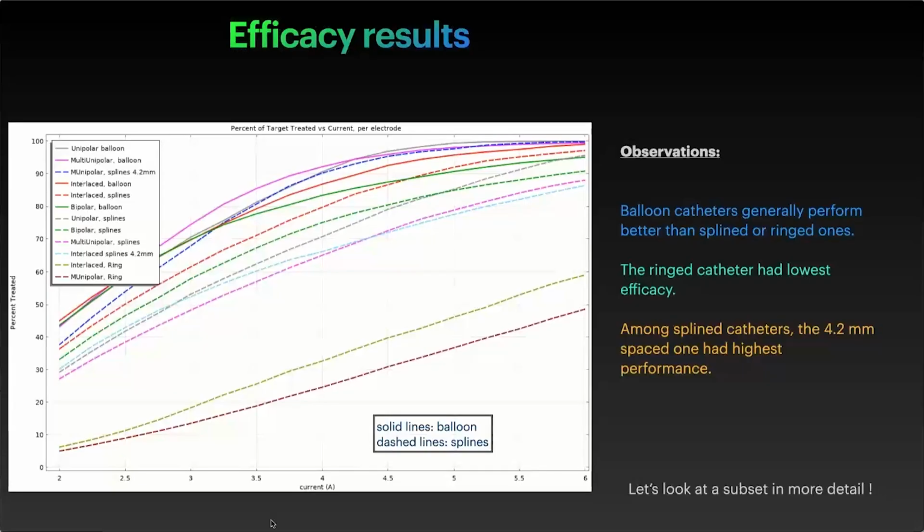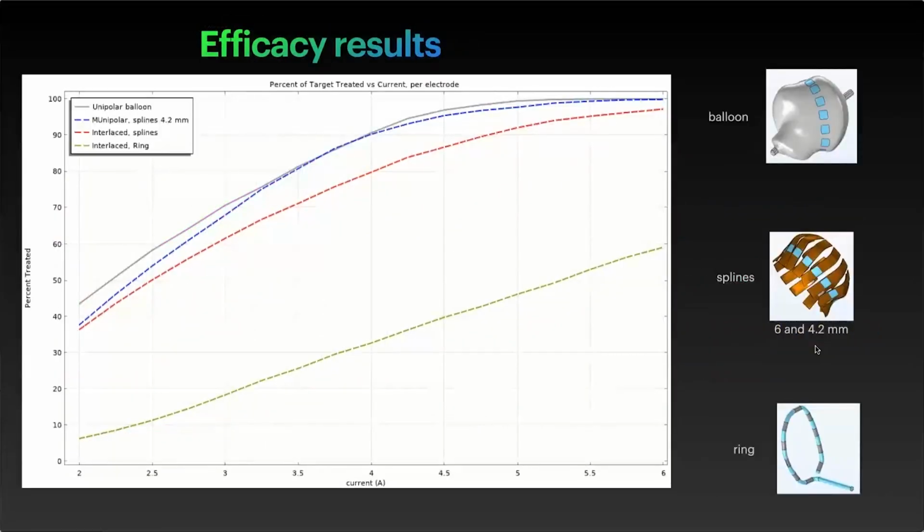So generally, we can see that balloon catheters perform better than splined or ringed ones. The interesting observation here is that the ringed catheter had the lowest efficacy. You really have to go very high in current before you are going to get to 90% or 100% transmural lesion. Among the splined catheters, those without a balloon, the one that was tighter with 4.2 millimeter spacing had the highest performance. So let's just look at a subset in detail.